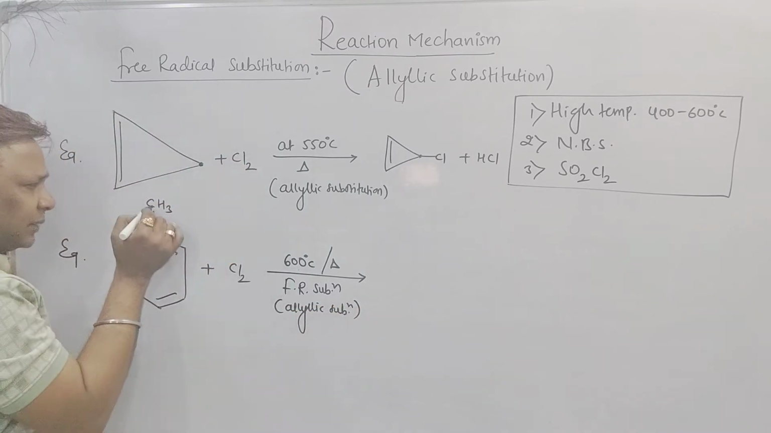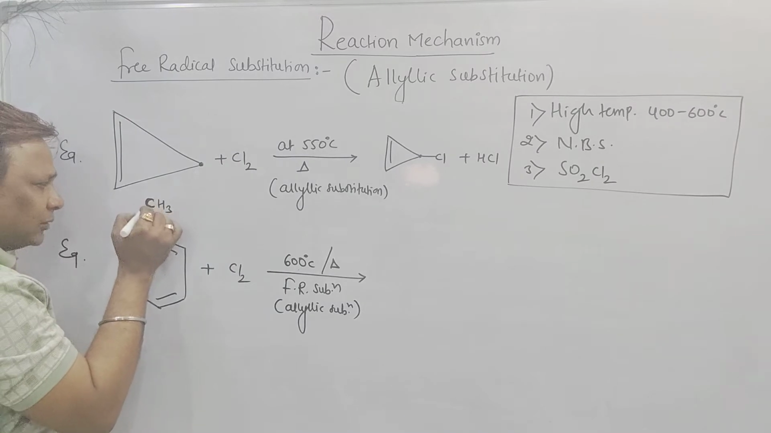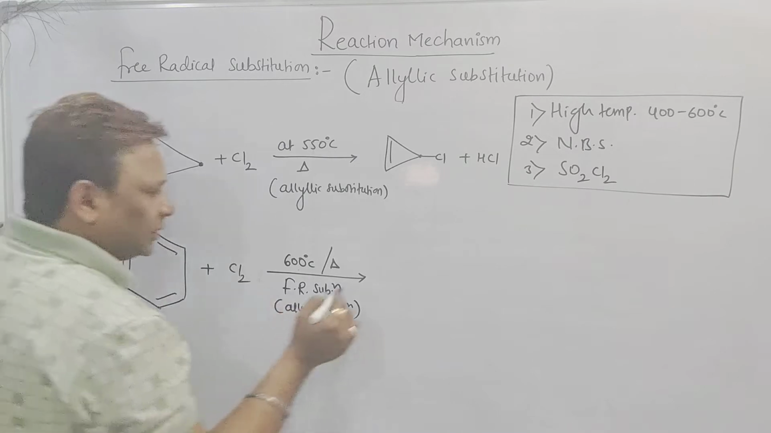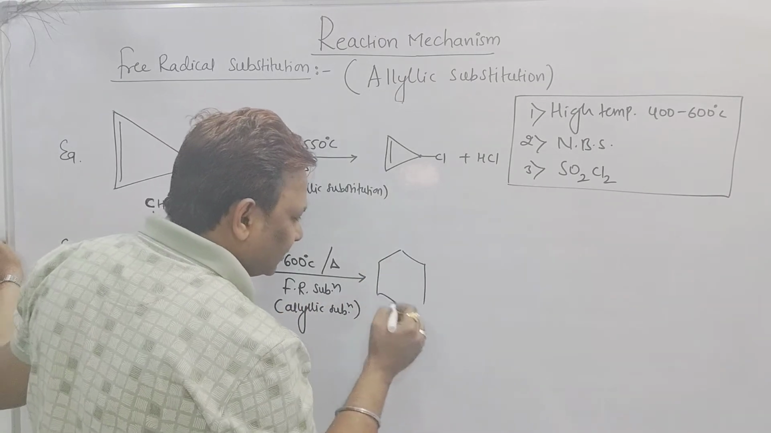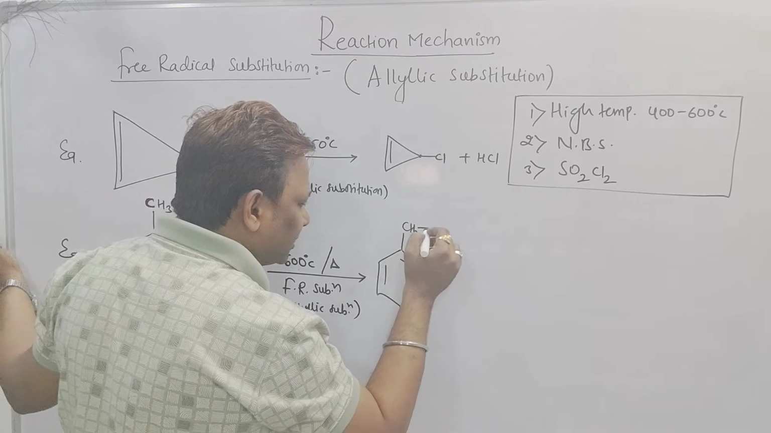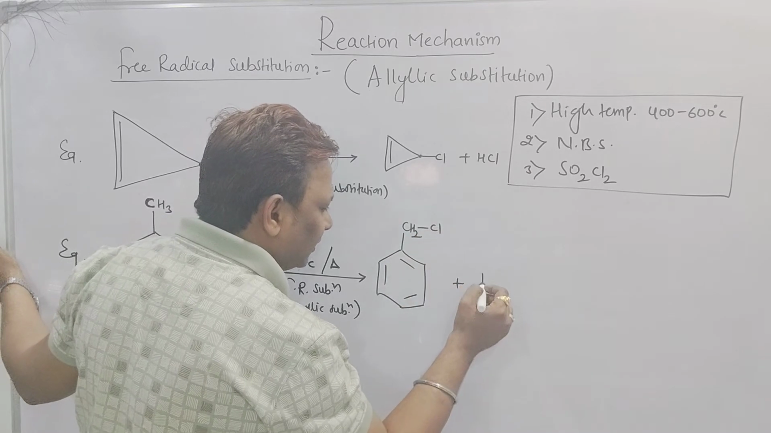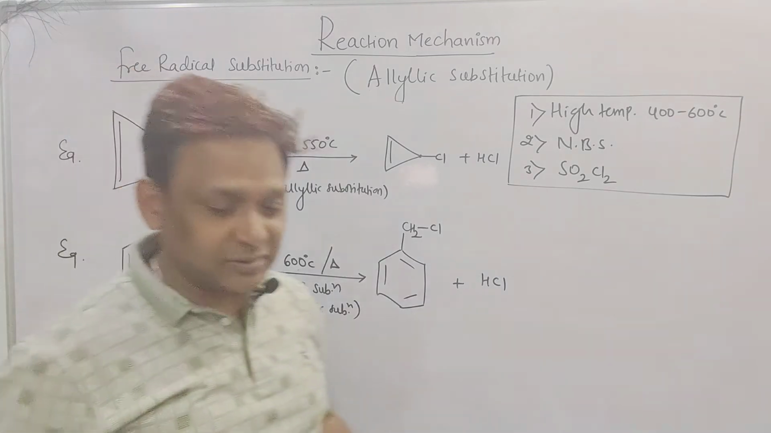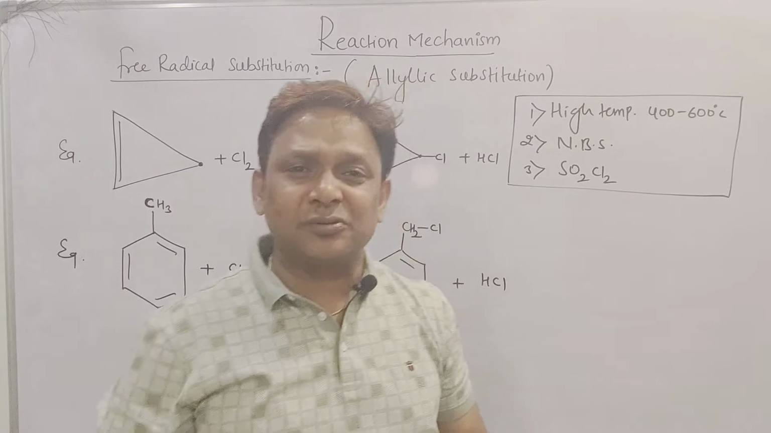But this is the allylic position of the carbon, and on this allylic position, the carbon containing hydrogen was replaced by chlorine, and we are getting this product. CH3 becomes CH2Cl, and the remaining is HCl. Right? These are all examples of allylic substitution we have seen.